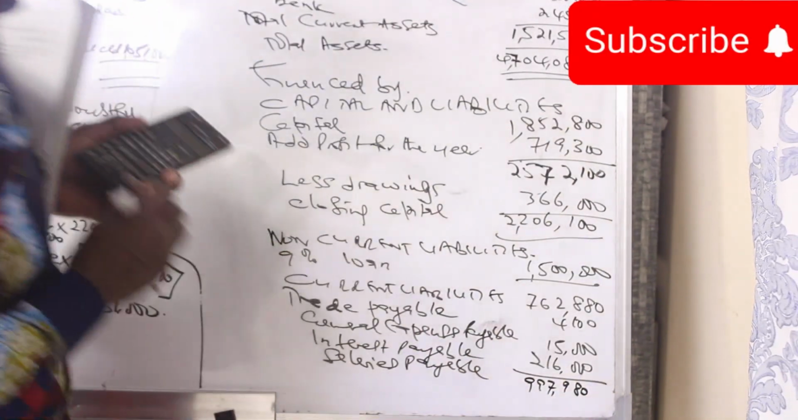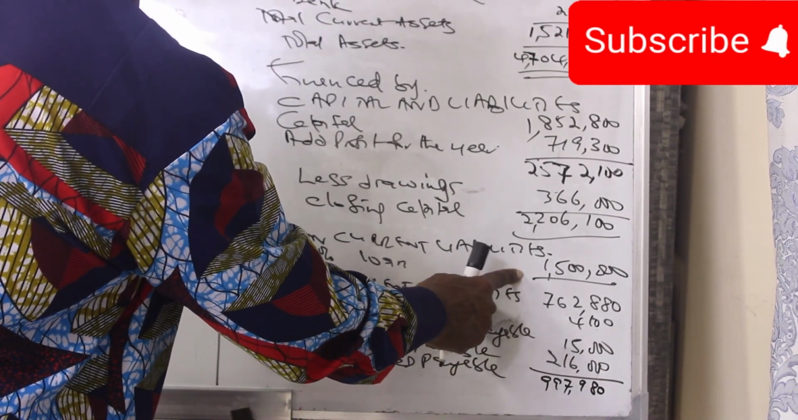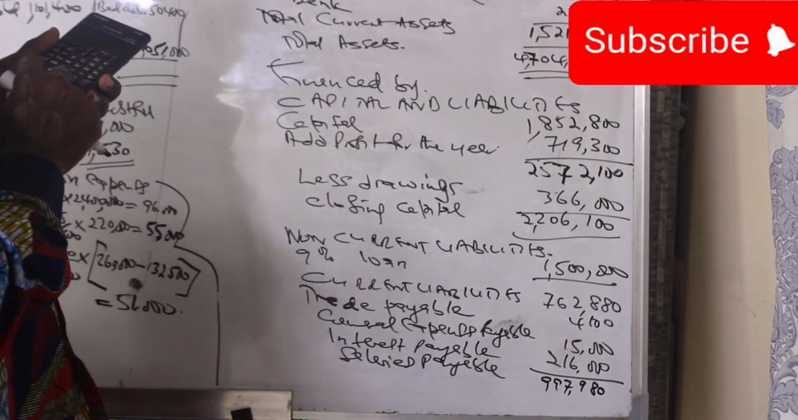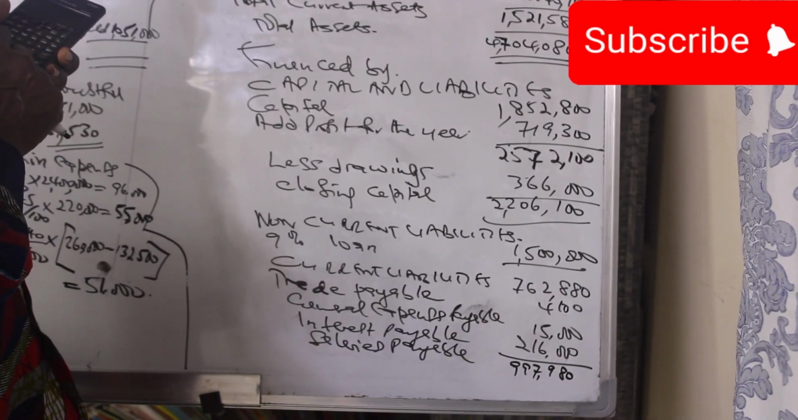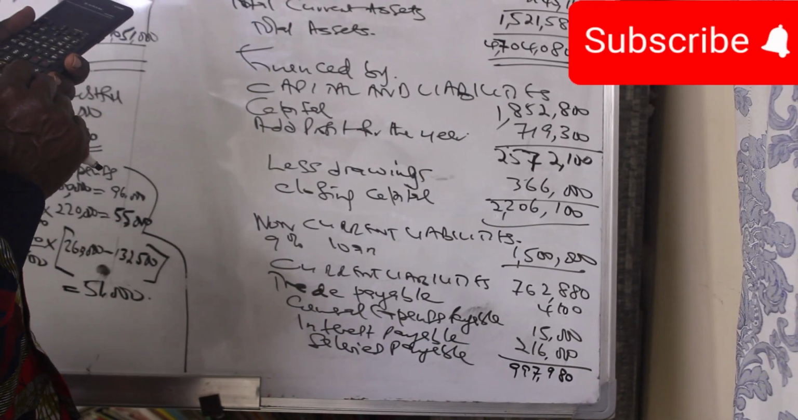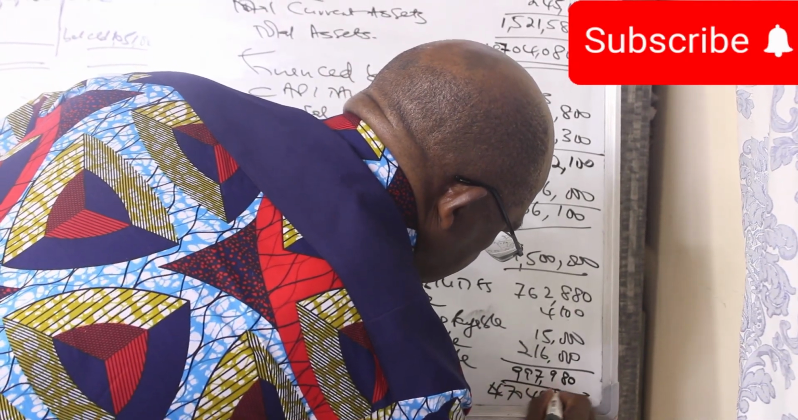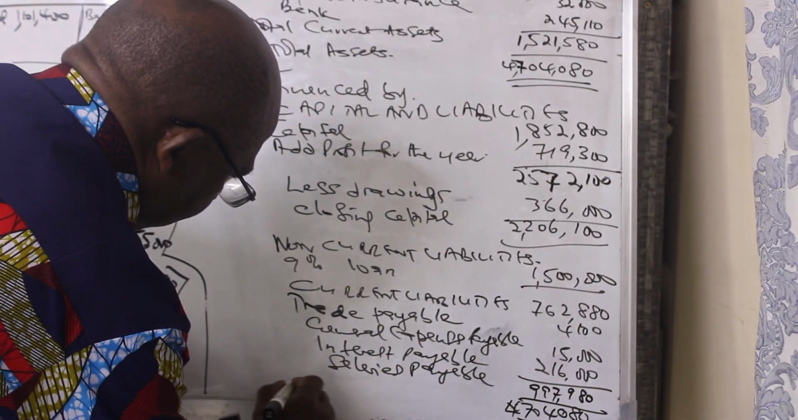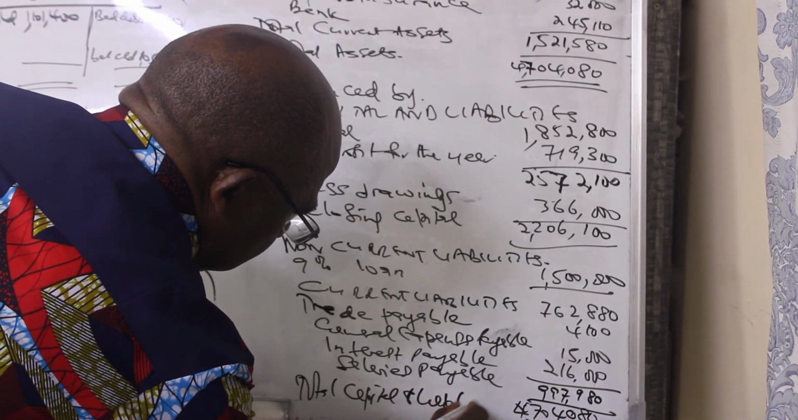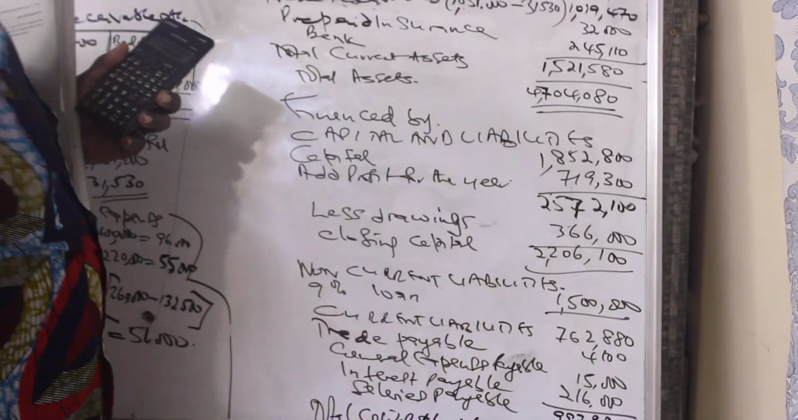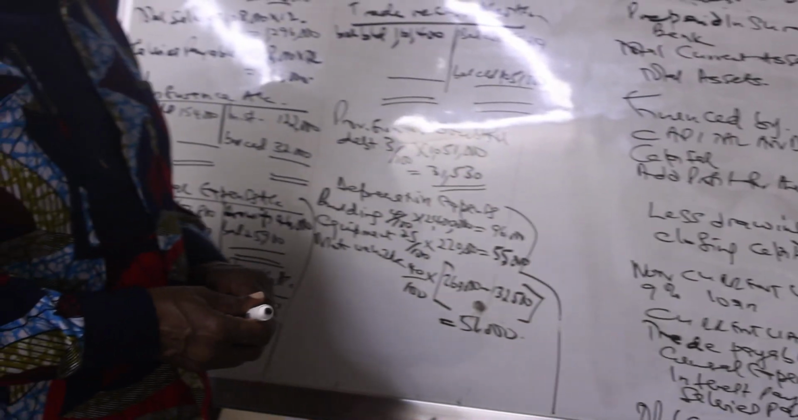997,980 plus the non-current liabilities. That's total current liabilities plus total non-current liabilities of 1,500,000 plus closing capital of 2,206,100. We get 4,704,080, total capital and liabilities. And it balances with the total assets. That's the way the question was supposed to be done.